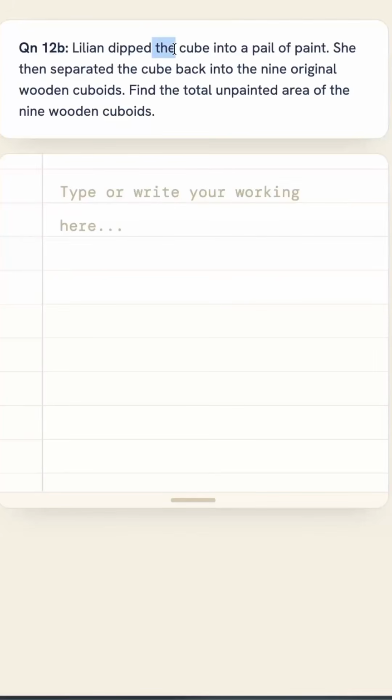So part B, she dipped the cube in a pail of paint. She then separated the cube back into the 9 original wooden cuboids. Find the total unpainted area of the 9 wooden cuboids.